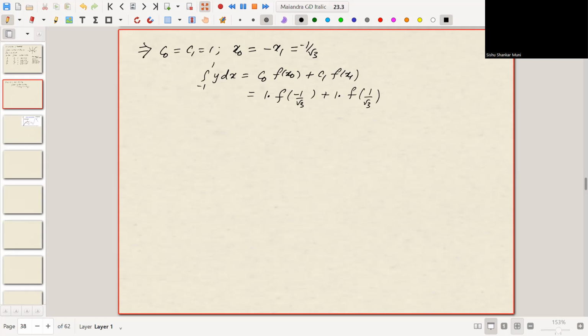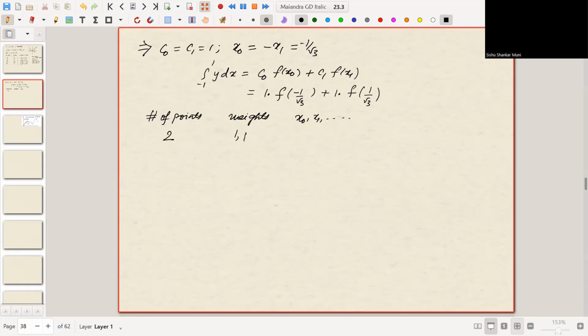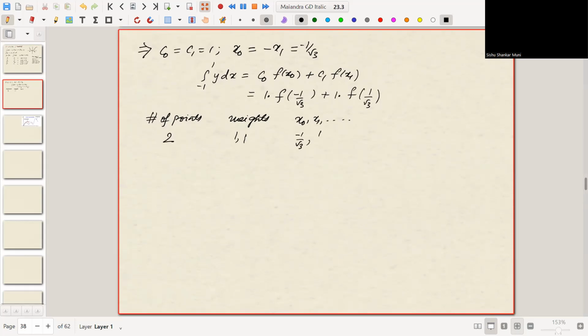So yeah, this is just one of the things. Now, if you have 2 points, you have this rule, right? Now, if you have 3 points, so this is the number of points. This is your weights. These c i are weights because you are multiplying it by a function f of x i, c i f of x i. So c i are the weights, and then the values of x0, x1, and so on. If you have 2 points, we know the weights will be 1 and 1, c0 and c1. And x0 will be -1 over root 3, x1 is 1 over root 3. Clear?